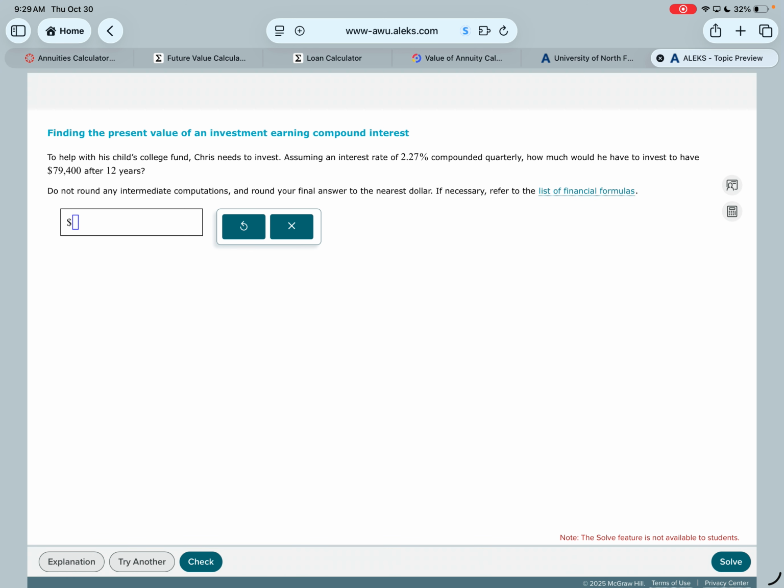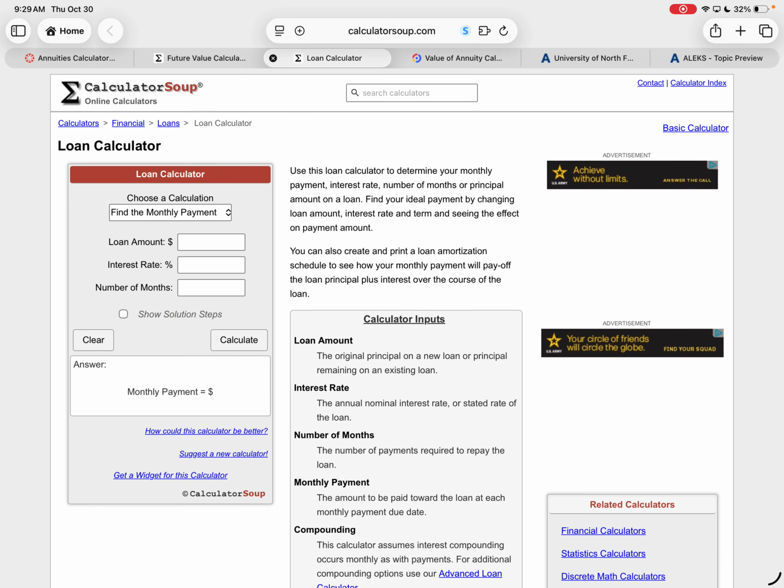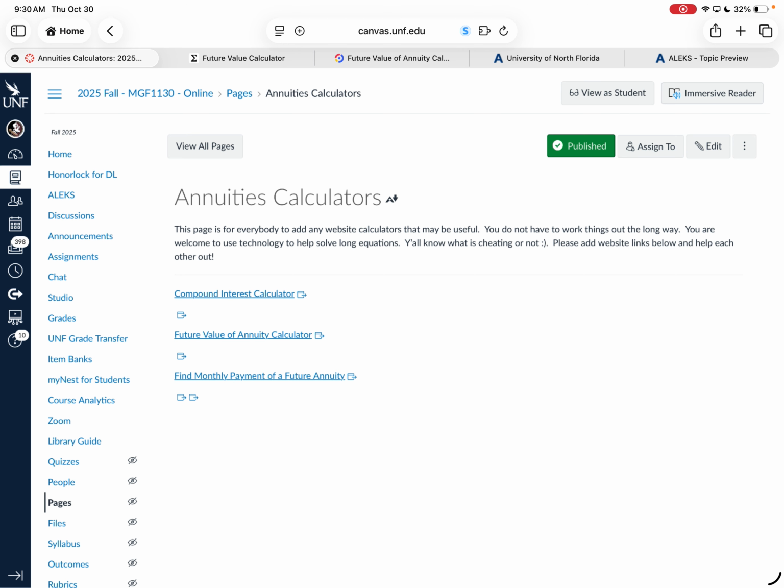So to help with his child's college fund, Chris needs to invest. Assuming an interest rate of 2.27 compounded quarterly, how much would he have to invest to have $79,400 after 12 years? So we are going to use, not that calculator. Did I lose it? I don't know. I did. The compound interest calculator.